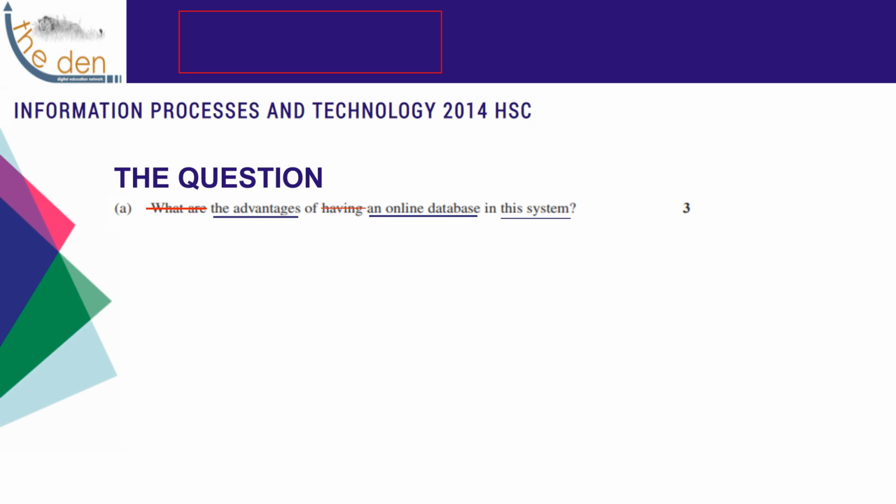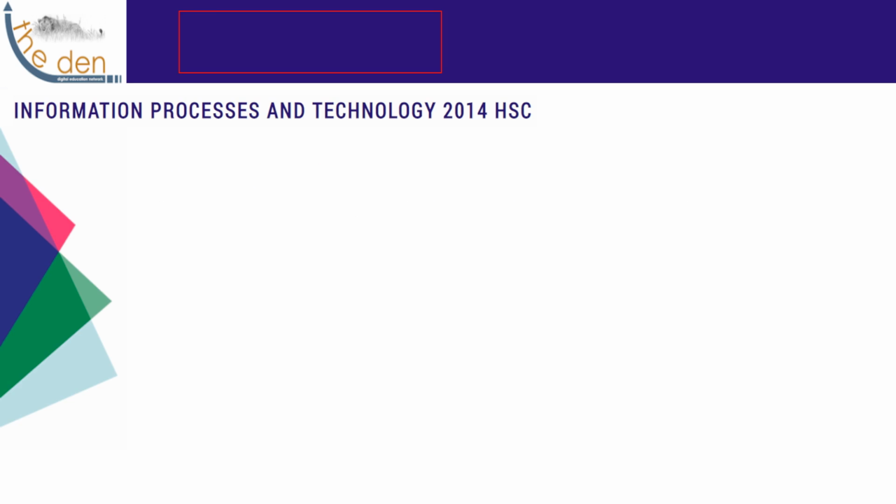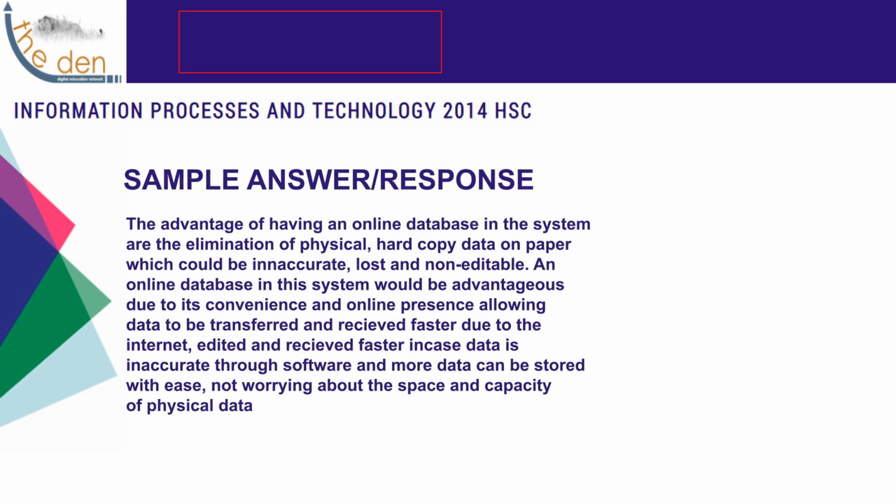But with that being said, now that I've told you how to approach this question, let's get into a sample answer. So, in our response, we have to talk about the advantages of having an online database in the system. So, we need to talk about multiple advantages of the database in the system. The response is, the advantages of having an online database in the system are the elimination of physical hard copy data on paper, which could be inaccurate.